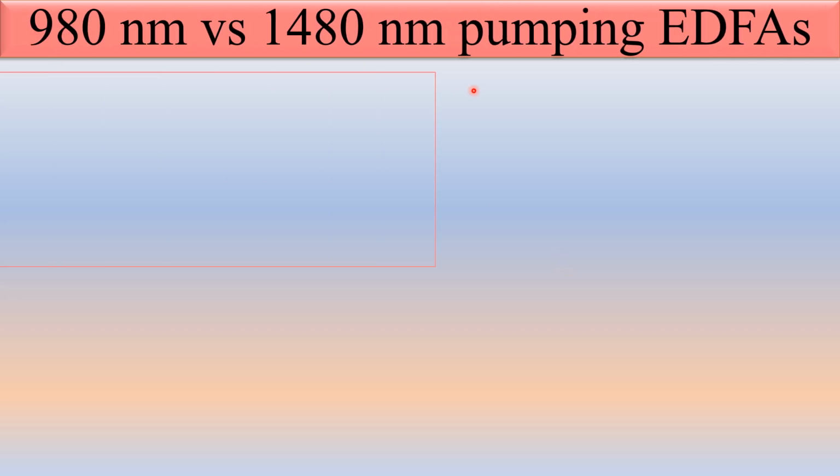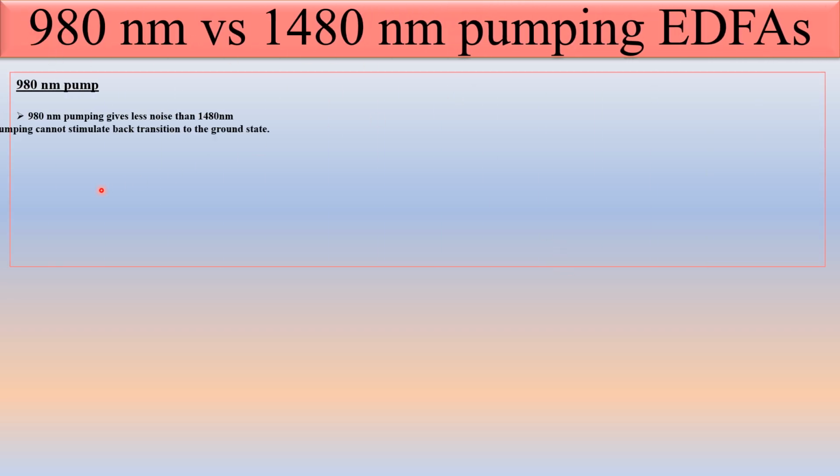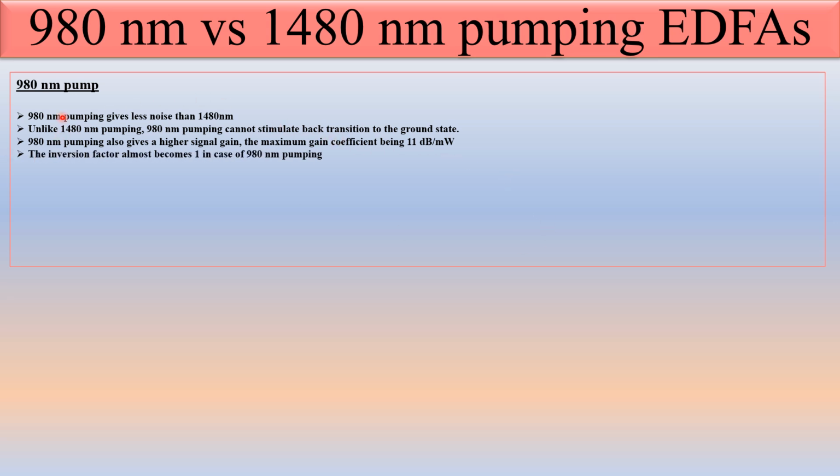So let's see the 980 nanometer versus 1480 nanometer pump EDFA difference. You can see here 980 nanometer pump gives less noise. Unlike 1480 nanometer, the 980 nanometer pump cannot stimulate back transition to the ground state. The main difference is that 980 nanometer has a 3 energy level diagram and 1480 has a 2 level. So when we are using 1480, the electrons jump directly from the ground state to the metastable state.